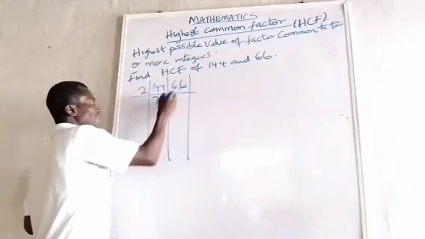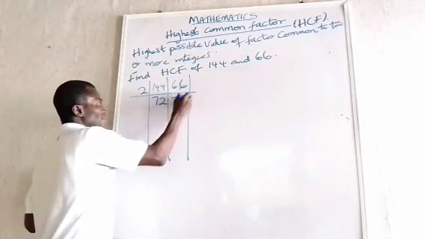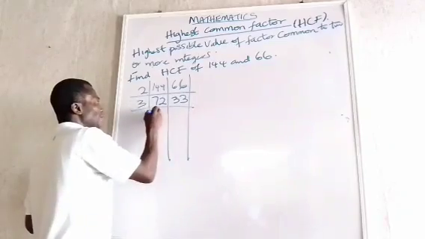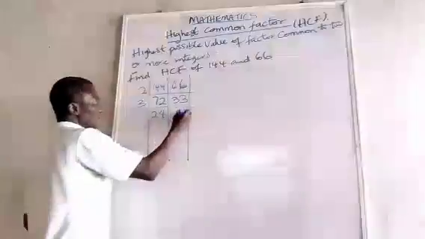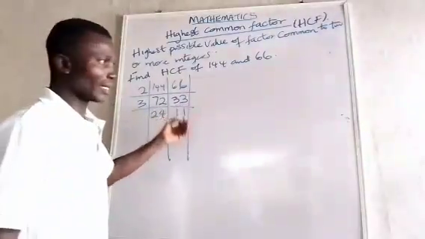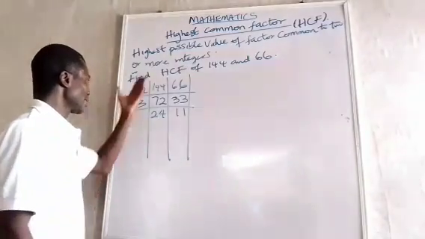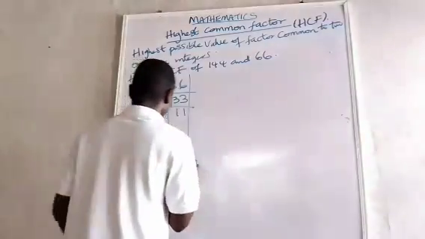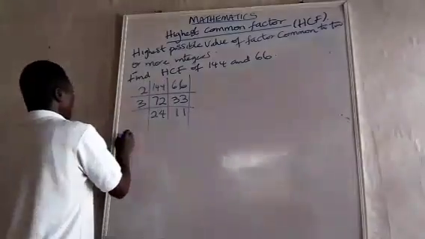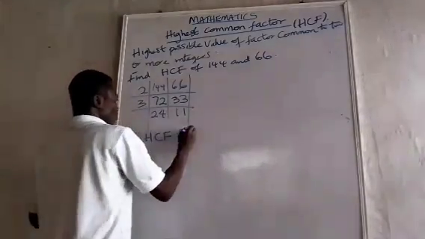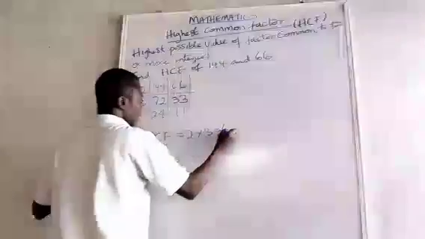I have 72 here. I have 33. 72 and 33: 2 cannot go again, 3 can go. 3 here. I have 24, I have 11. 11 is a prime number, so nothing can divide it again. 24 can still be divided, but I cannot go further than this. So what does that mean? The HCF is equal to the product of this and this, which is 6.